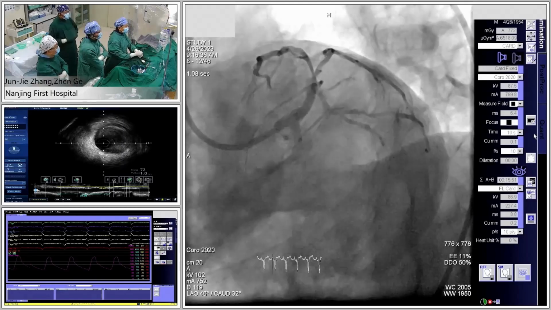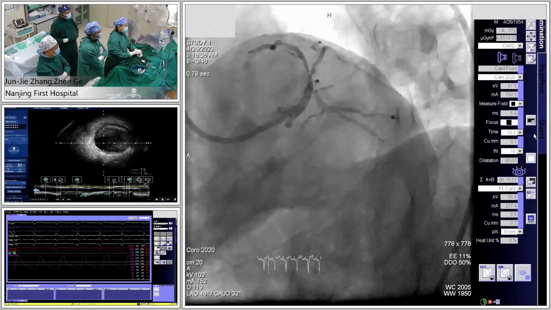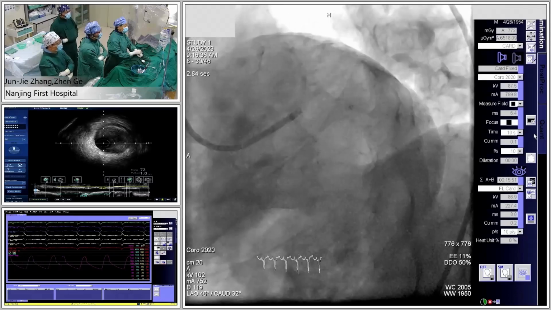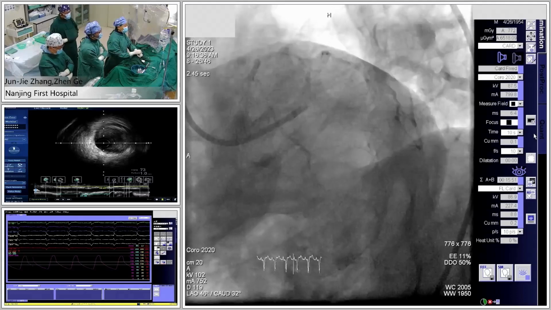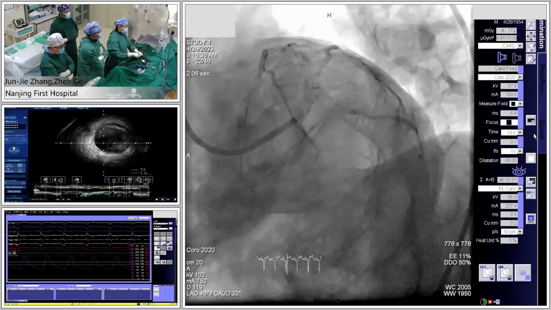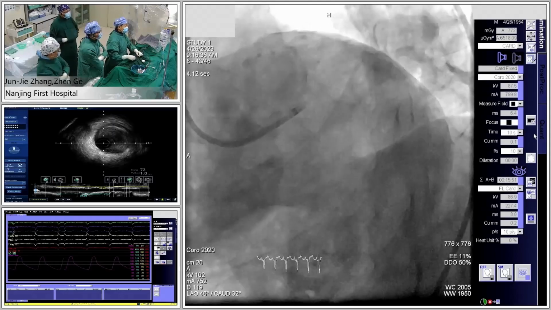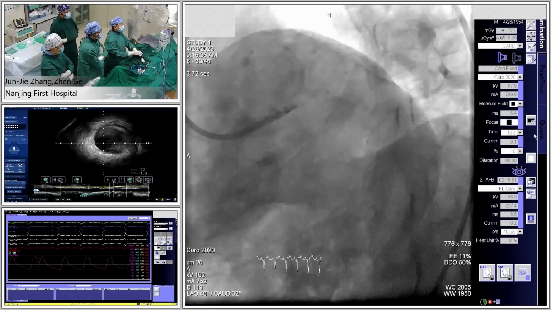I fully agree. You just mentioned for these two bifurcations, it's individual decision making. For the distal left main circumflex, I think it's a simple bifurcation with provisional stenting. For LAD diagonal, according to the definition criteria, it's a typical complex bifurcation lesion.